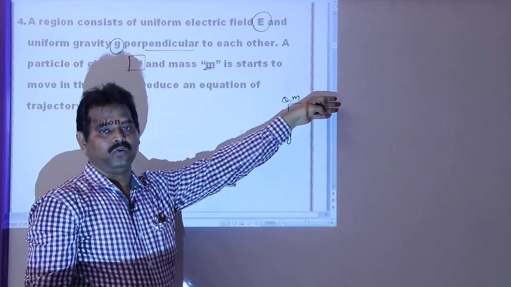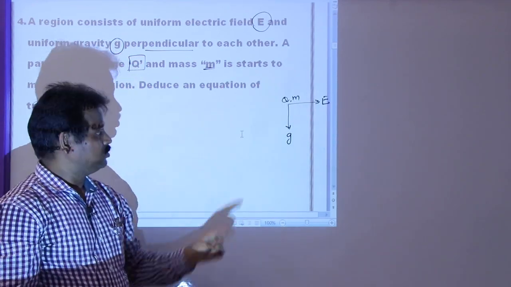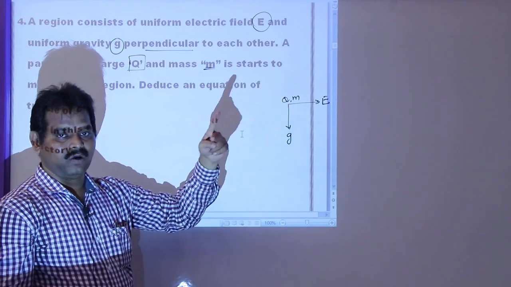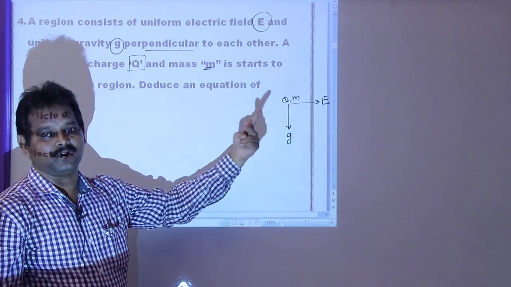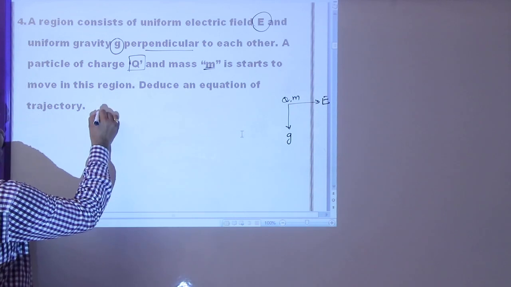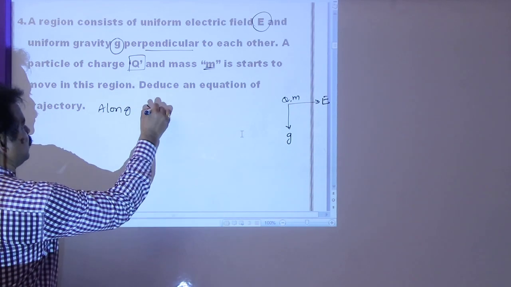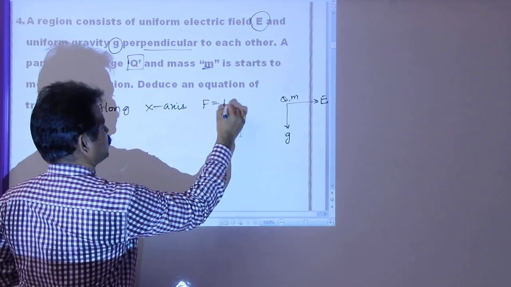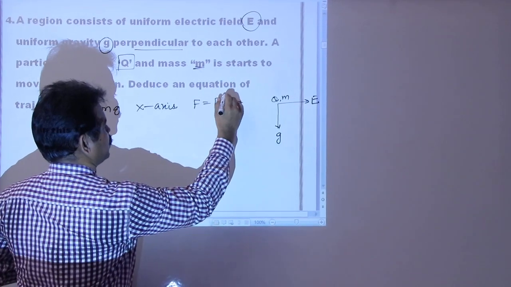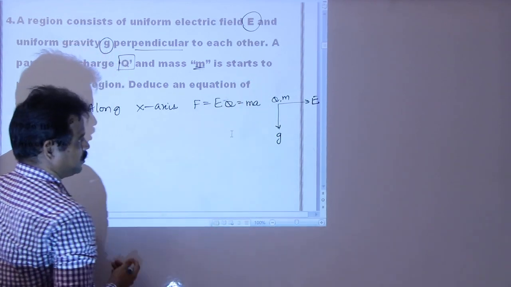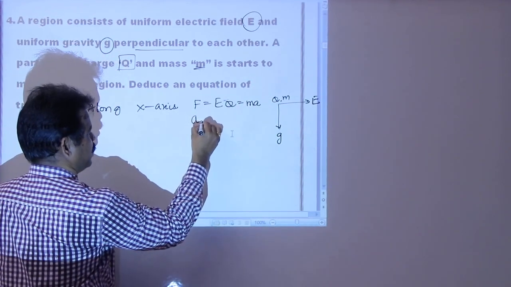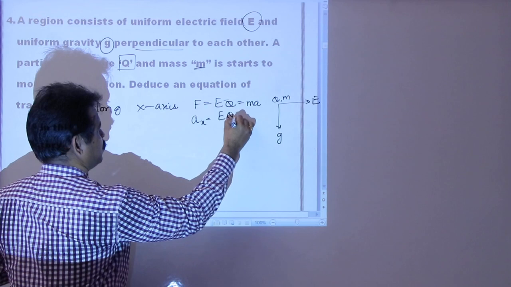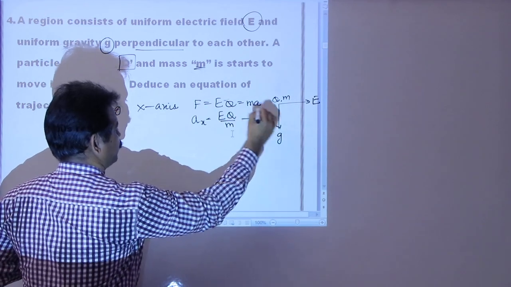But due to electric force, it will try to move in the horizontal direction. So the charged particle will have two different directions, meaning two different motions. Now first, along the x-axis, the force experienced is equal to EQ, which is equal to MA. Force F is equal to MA. So what is the acceleration along the x-axis? This is EQ by M.